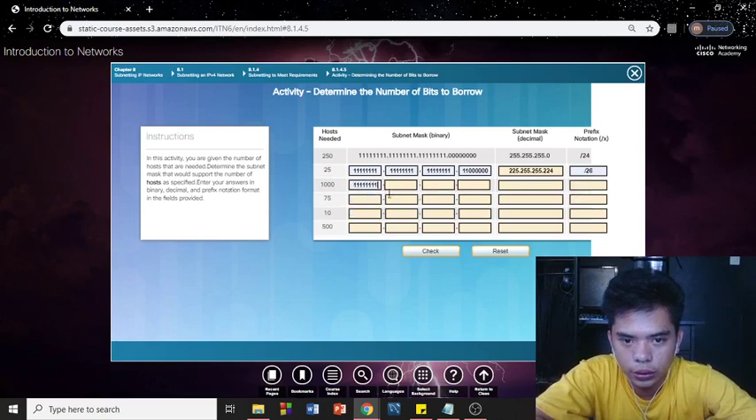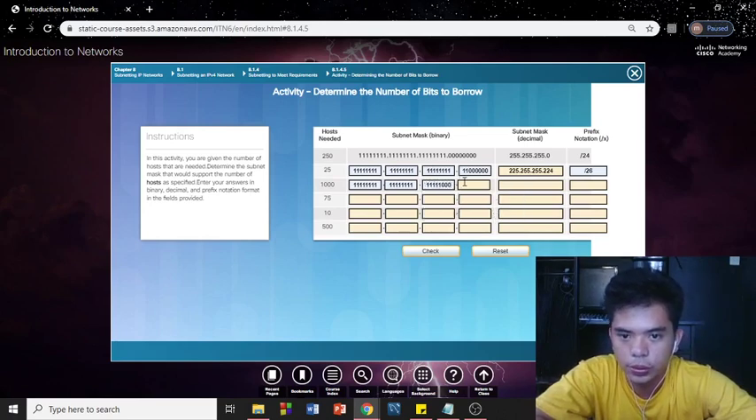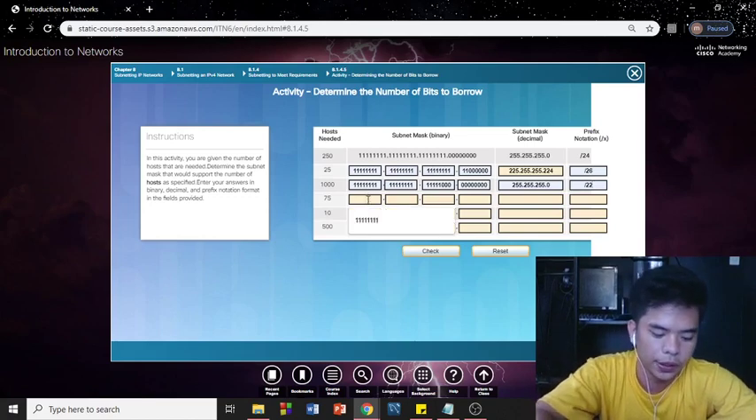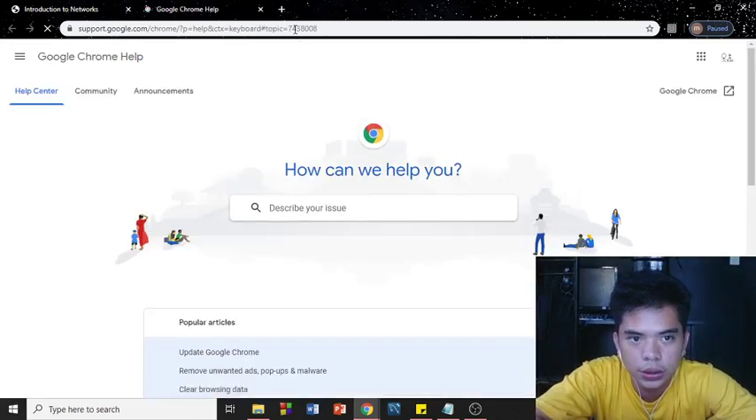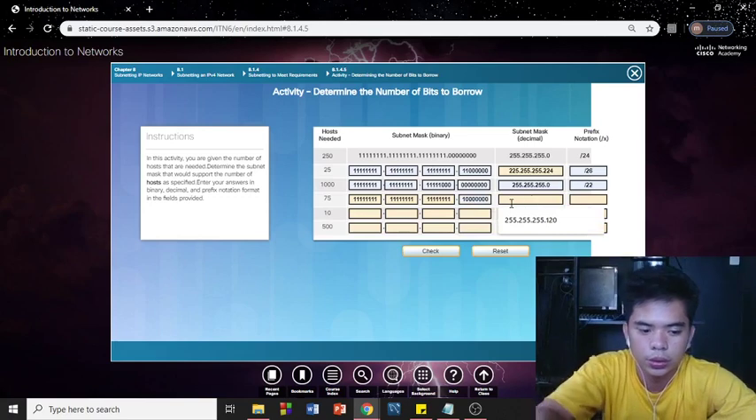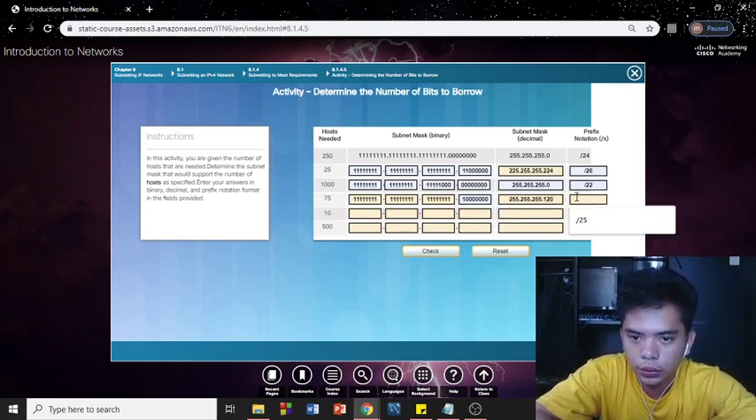So next is all 1, and the third is 111 and 3 zeros only, and all zeros. Subnet mask is this 255.0 and dash 22. So the next one is 75. So 75 is all 1. Next is all 1 again. Next is all 1. The next one is 1 and all zeros, and the last one is 255.255.255.120, and the prefix is slash 25.